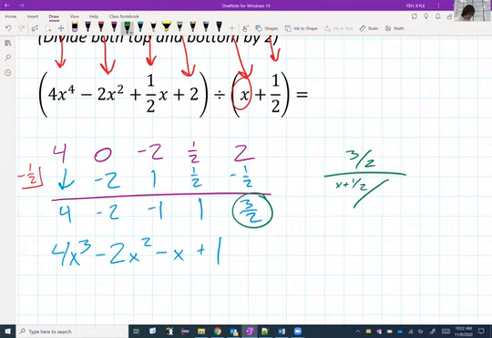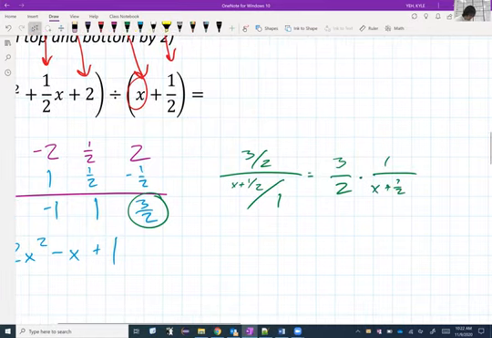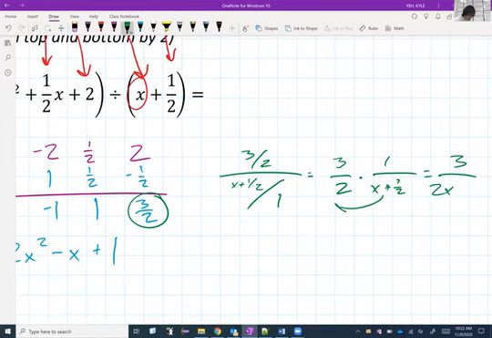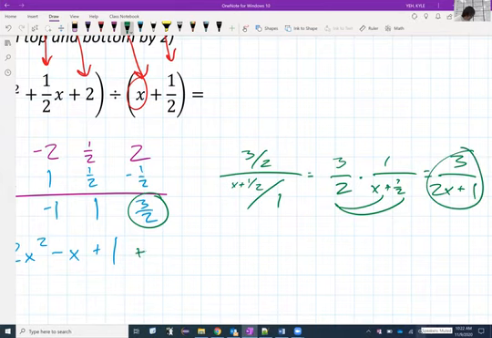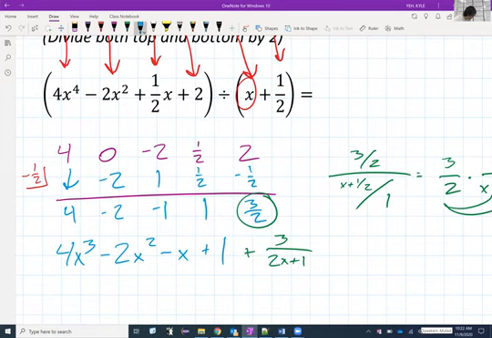Fraction divided by, I'm going to say this whole thing over 1. Fraction divided by a fraction, let's copy dot flip. So I'm just doing this work over here to the side. 3/2 times 1 over x plus 1/2 equals 3 over 2x, 2 times 1/2 plus 1. Plus 3 over 2x plus 1. And that is my remainder on this problem.